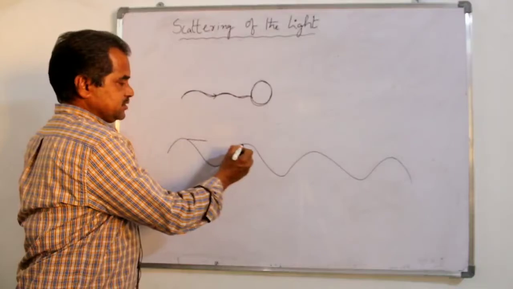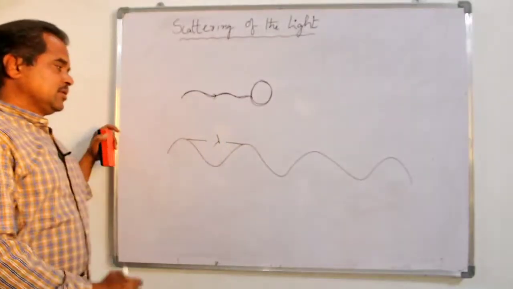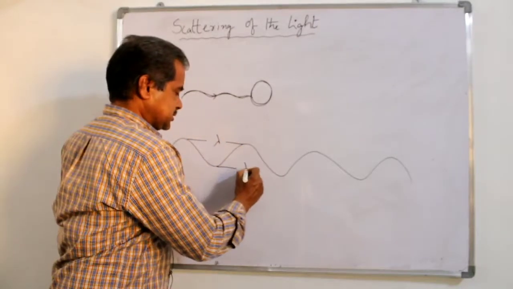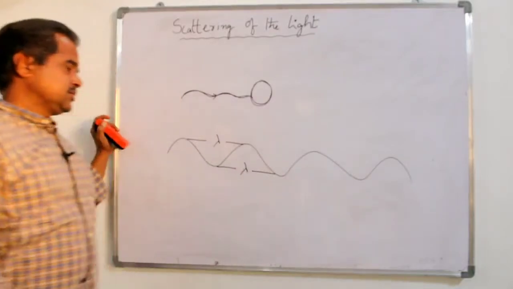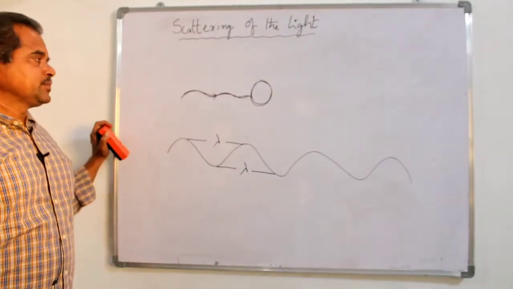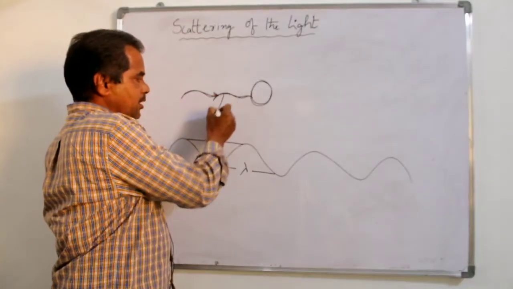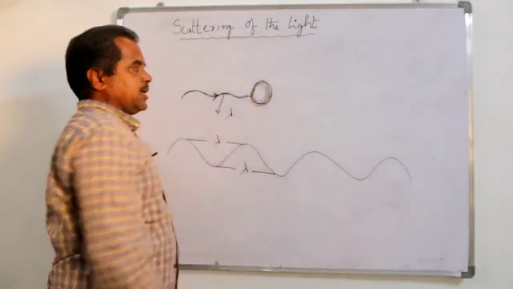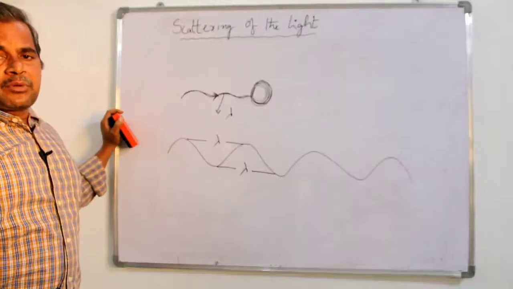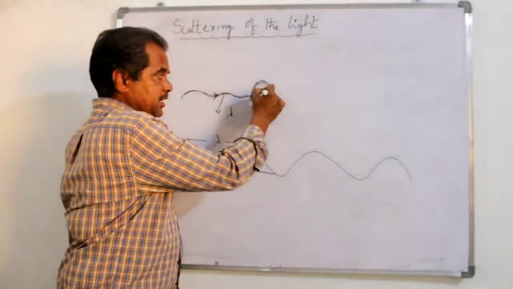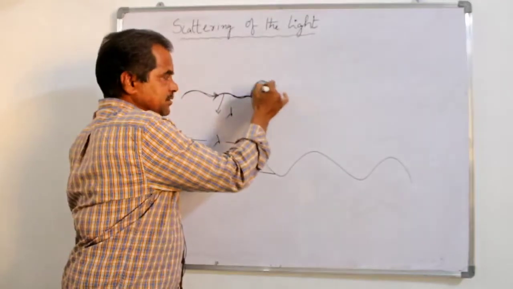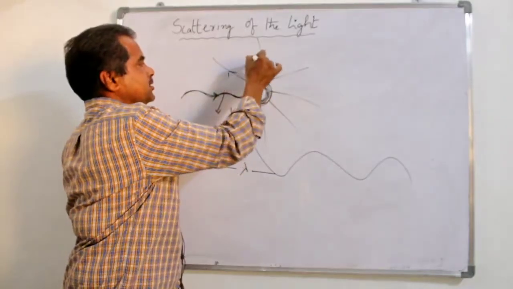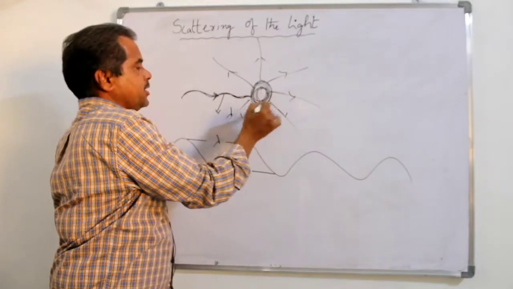In any electromagnetic wave, the distance between two successive crests or two successive troughs is known as wavelength. Here, the wavelength of the light wave is comparable to the size of the particle. At that time, the particle absorbs some light energy from this wave and emits it in all directions. This phenomenon is known as scattering of the light.